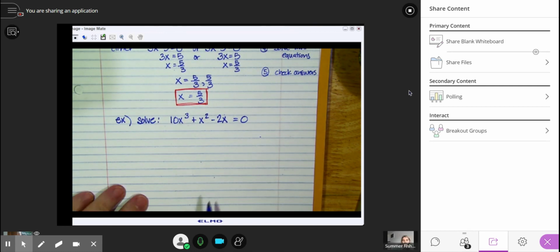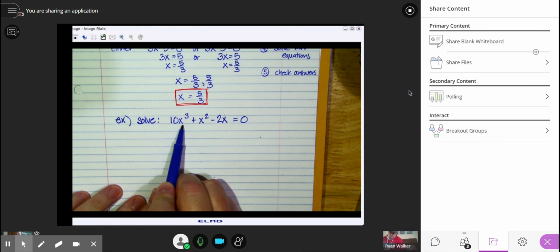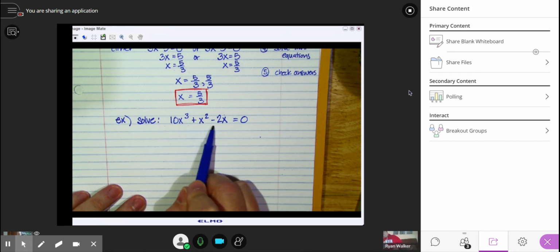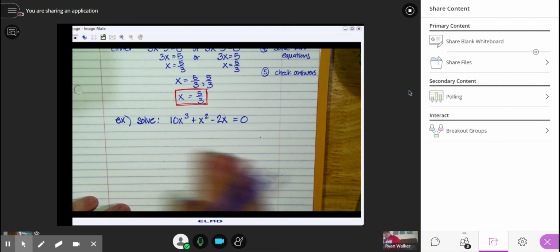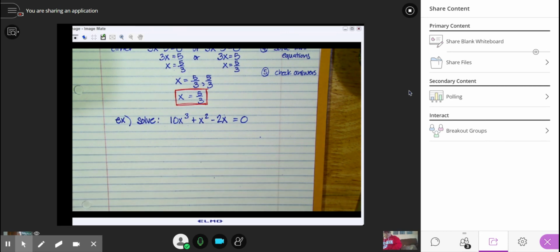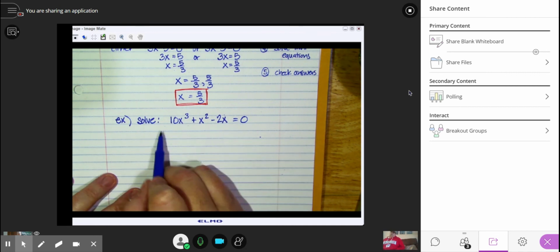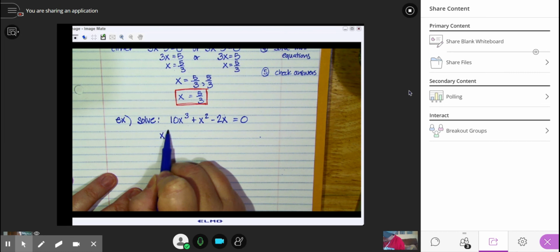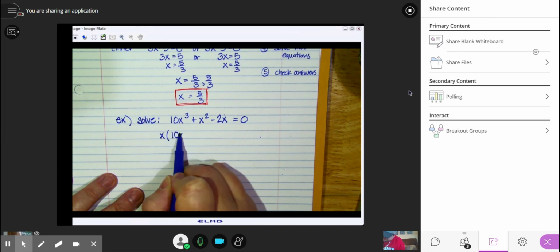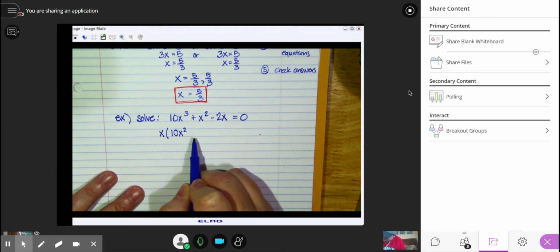All right, this one says 10x cubed plus x squared minus 2x. Is there anything I can take out of all of these? I can take an x out. That leaves me with a 10x squared.